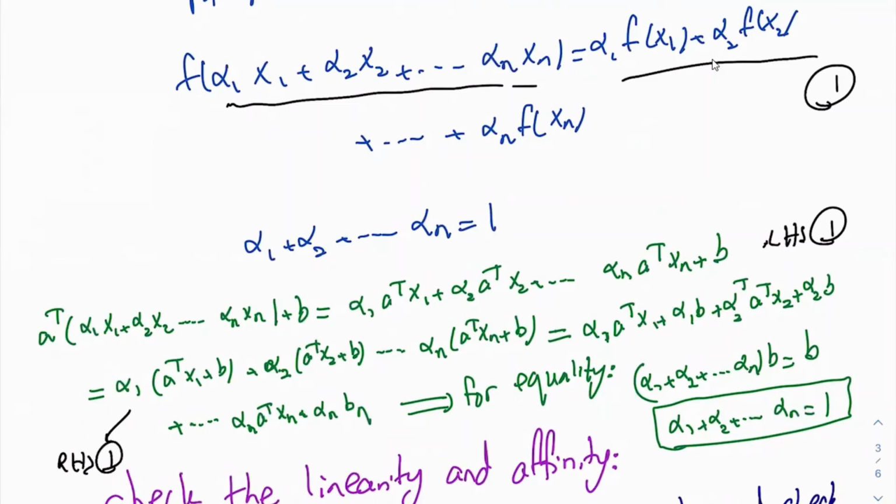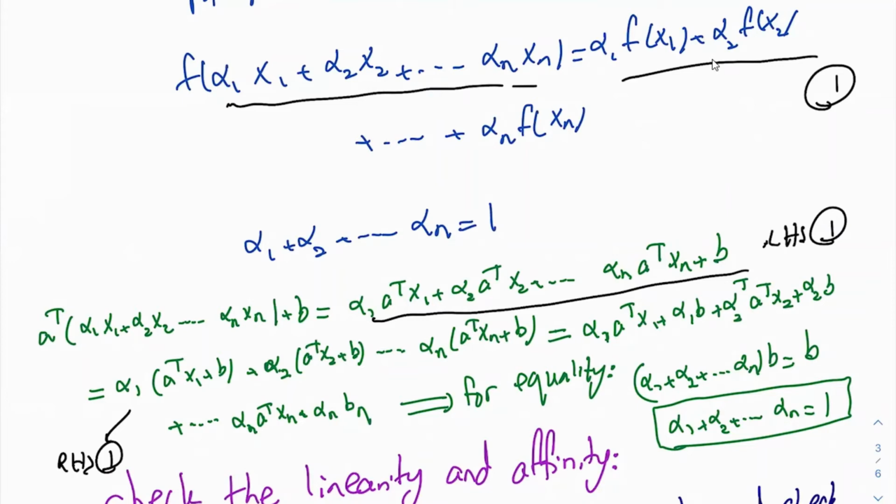So here I write alpha 1 times f of x1. What was f of x? A transpose x plus b. So alpha 1 times a transpose x1 plus b, plus alpha 2 times a transpose x2 plus b, all the way to alpha n times a transpose xn plus b, right? I want them to be the same. Let's expand this and actually calculate this multiplication. So this is what we get for the left-hand side. For the right-hand side, when I multiply, I get alpha 1 a transpose x1 plus alpha 1 times b, alpha 2 times a transpose x2 plus alpha 2 b.